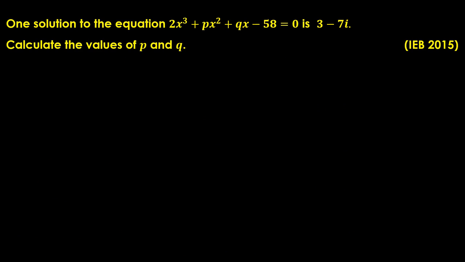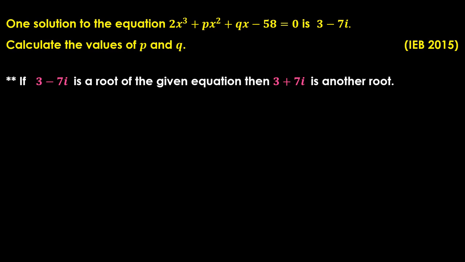This example comes out of the IEB paper from 2015, and it's very similar to the previous question. This time, though, we just have two values that we need to calculate. So first of all, we need to remember that because 3 minus 7i is a root of the given equation, we can assume that 3 plus 7i is another root of the equation.